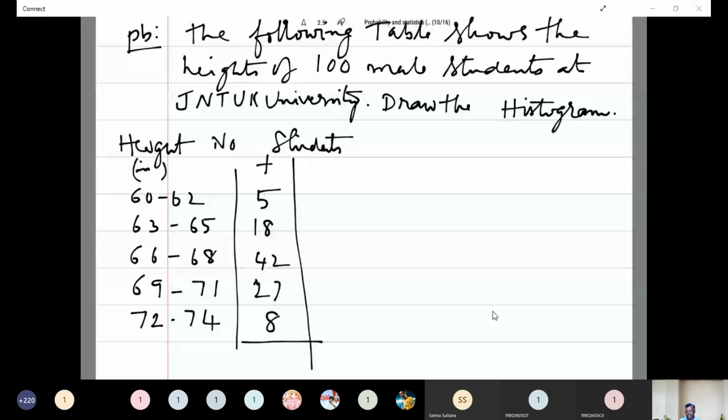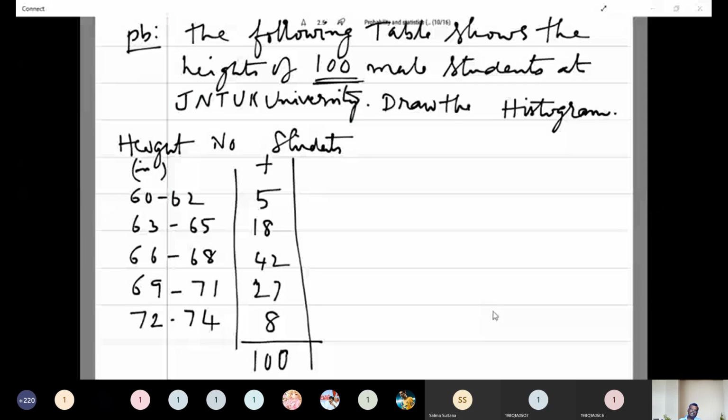Now, when you draw this one, 60 to 62 is equal to 5. 63 to 65 is equal to 18. 66 to 68 is equal to 42. 69 to 71 is equal to 27. 72 to 74 is equal to 8. Here is a problem. What about the heights between 62 to 63? Some students are there, but they are not represented here.